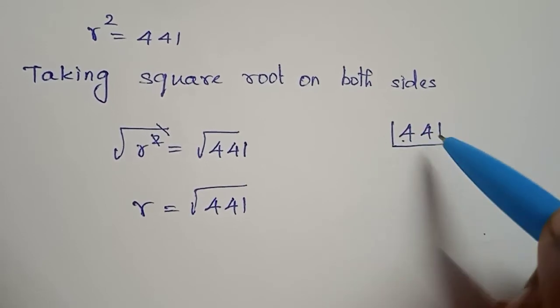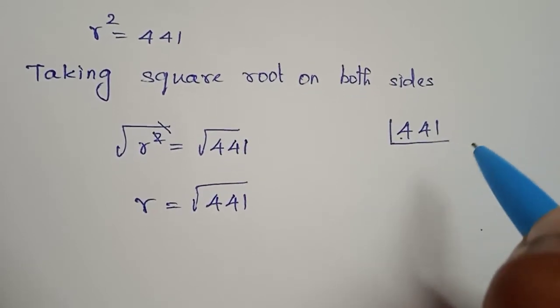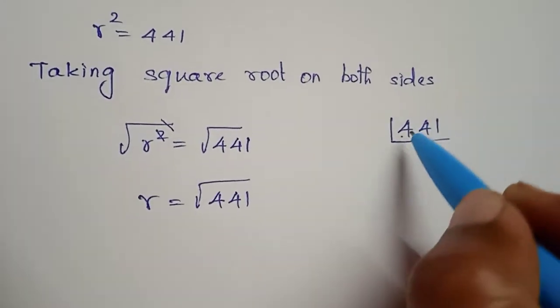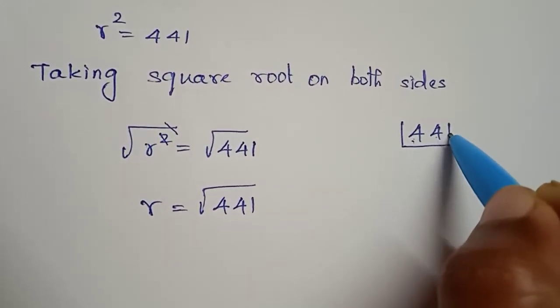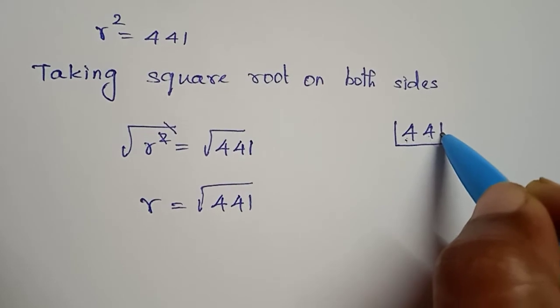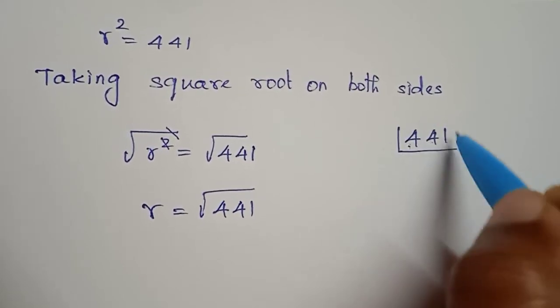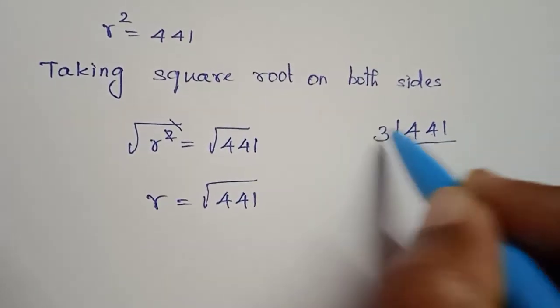First we'll check the divisibility test. To find out whether it is divisible by 3 or not, we just have to add all these digits. 4 plus 4, 8, 8 plus 1, 9. 9 is divisible by 3. That means this whole number will be divisible by 3. So we can divide it by 3.